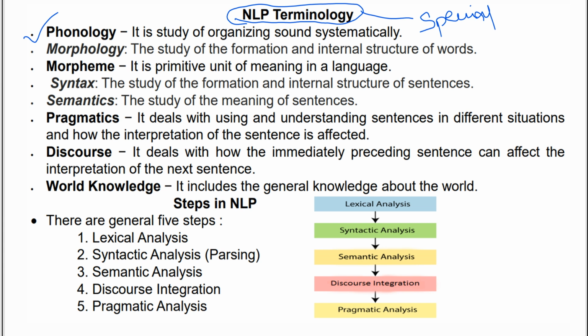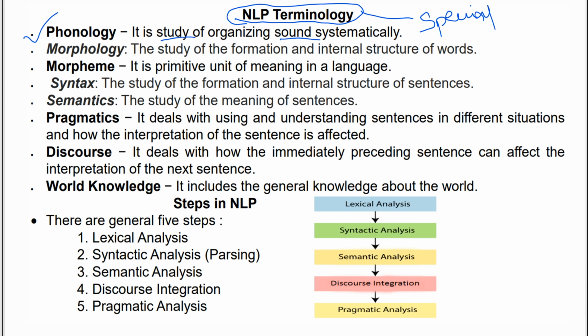Just think of it as English terminology. First one is phonology. Phonology is nothing but the study of organizing sound systematically. That means in the world we have so many languages, and each and every language has a different accent.